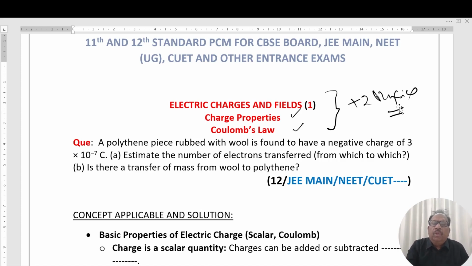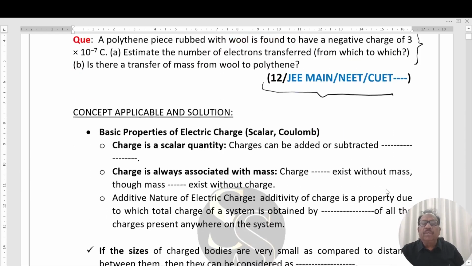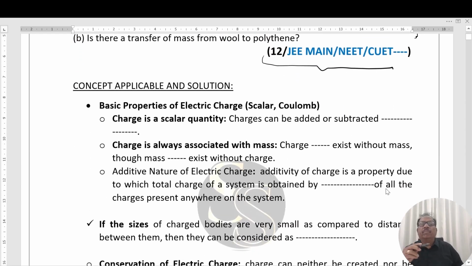Question is, a polythene piece rubbed with wool is found to have a negative charge of 3 × 10⁻⁷ Coulomb. Estimate the number of electrons transferred, from which to which. Second, is there a transfer of mass from wool to polythene? Right? This question is very simple to clear the properties of the charge. This is applicable for all 12th standard, JEE Main, NEET, and CUET, etc. Basic properties, concept, application, solution.